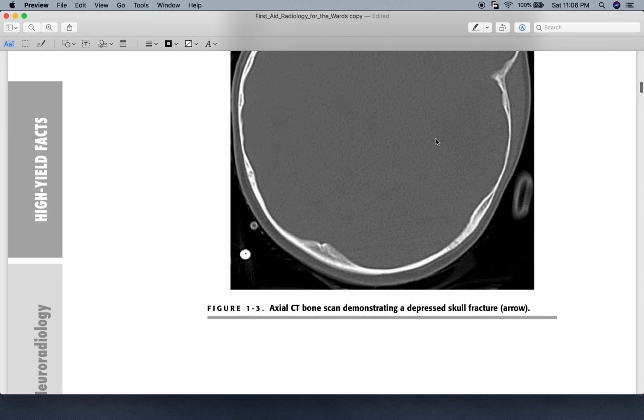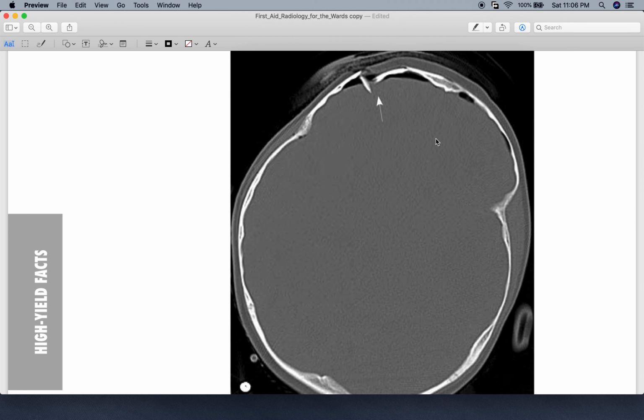Okay, so let's continue. Then we have two different types of fracture. This is the depressed fracture, and the other one was the linear fracture, and this is how we can differentiate between the two.